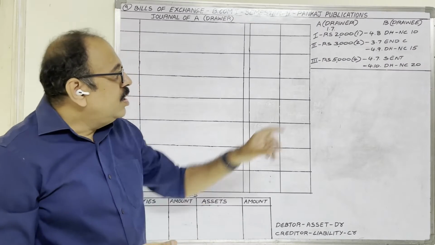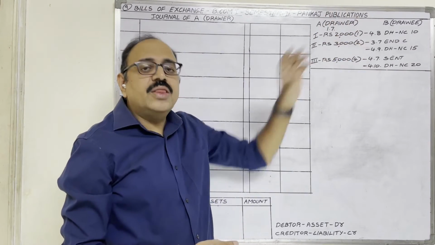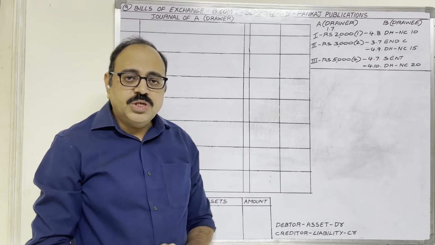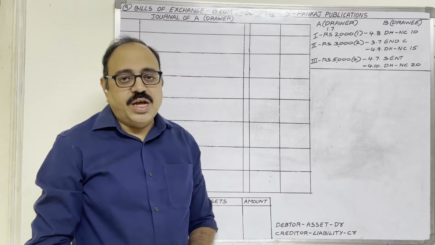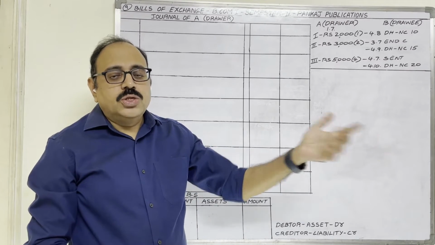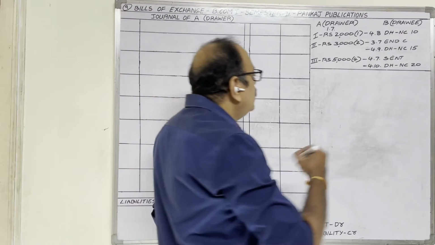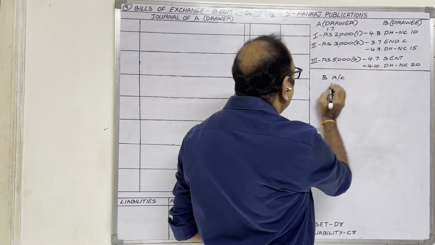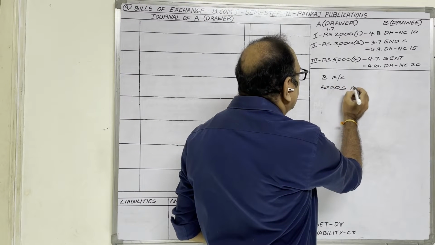First, what happened? A is selling goods to B on credit for 10,000 rupees. So to write the journal entries, we have to follow some steps. First step is to identify the accounts involved in this transaction. So we are A. We are giving goods to B. So from A, goods are going to B. There are 2 accounts in this transaction. B account, because to B only we are giving goods. Goods account, because goods are going from us.